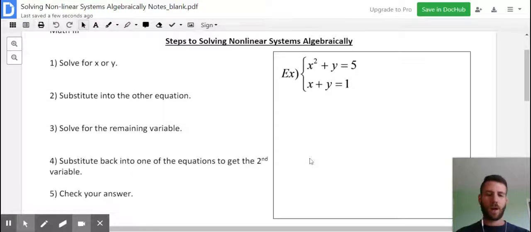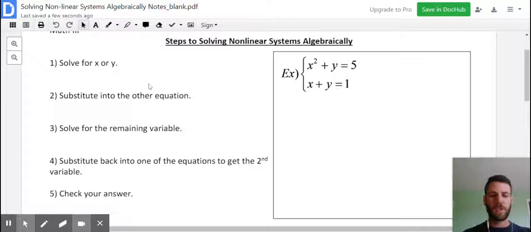Hello. We are now working on solving nonlinear systems algebraically. We will walk through the steps to do this in words you see to the left, and then start with an example and work through more examples of different types afterwards.